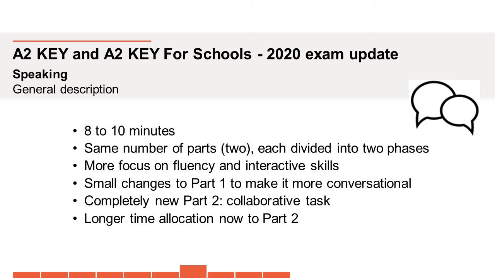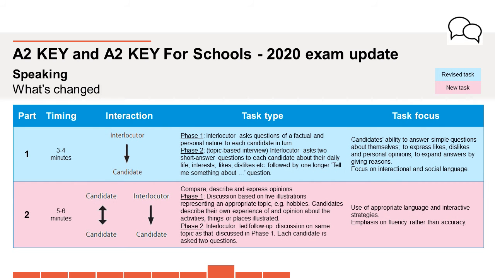Let's consider now the speaking paper. There has been a small change to Part 1, and there is a completely new Part 2, which we'll now look at. In Part 1, the interlocutor leads a general conversation with each of the candidates, while Part 2 includes a collaborative task. Examiners think the new task better supports classroom practice in 3 ways.